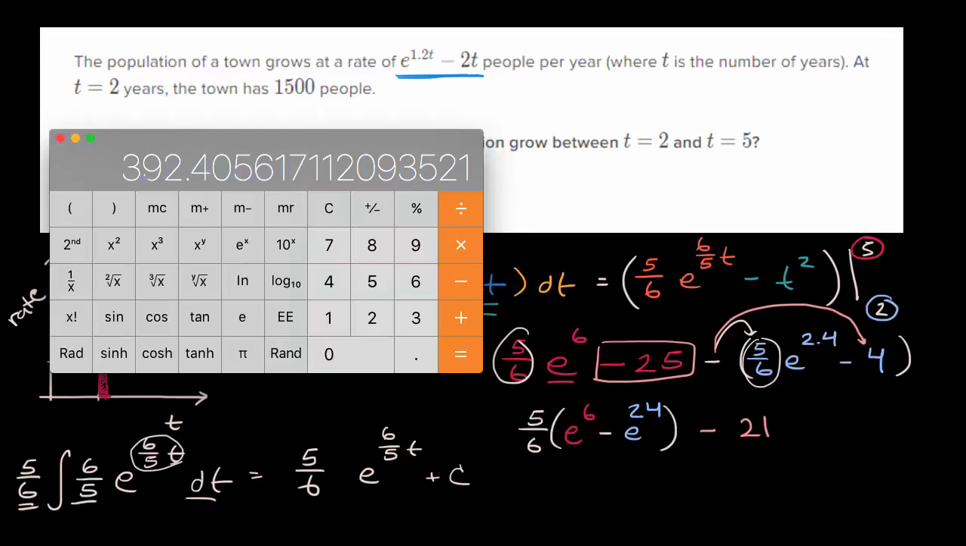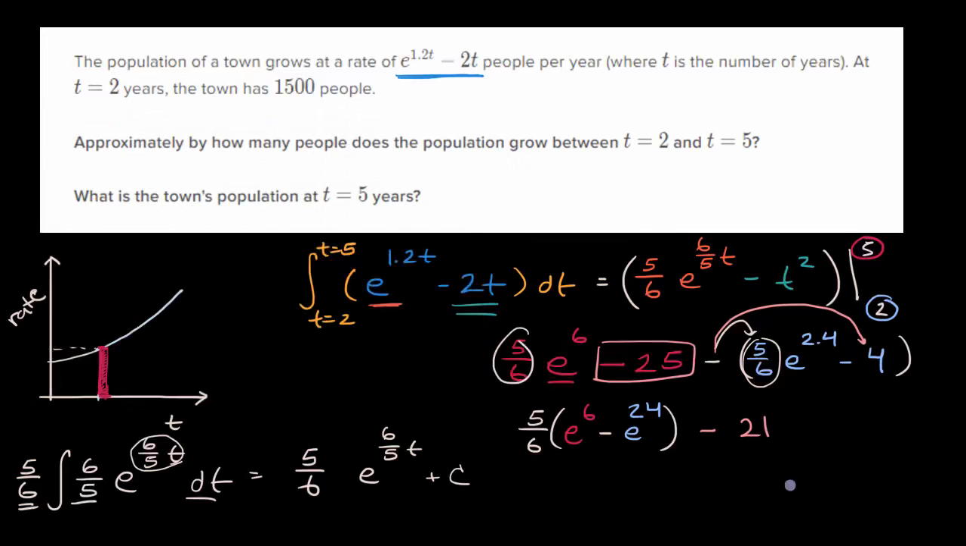So what's in parentheses is this number right here. Times 5/6 is equal to that, minus 21 is equal to this. If I round to the nearest hundredth, it's going to be approximately 306.00. So approximately by how many people does the population grow between t equals 2 and t equals 5? Well, by approximately 306 people.